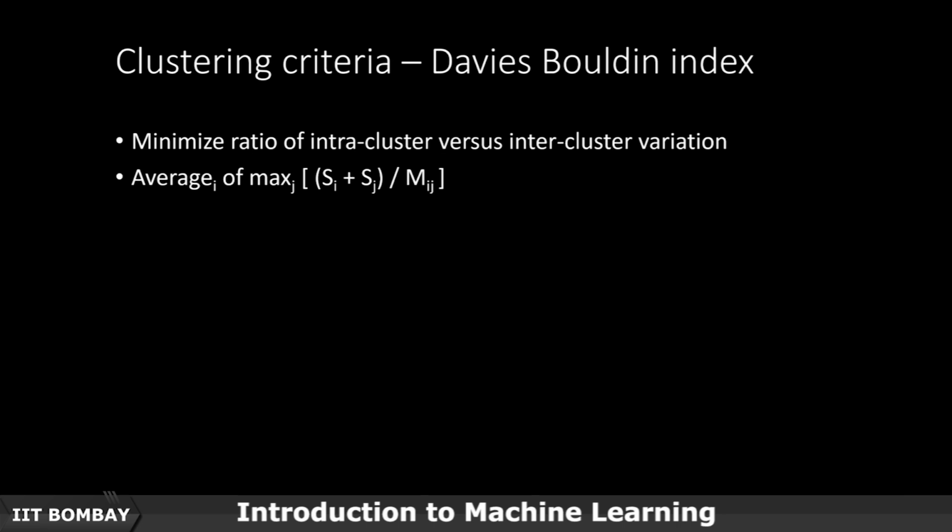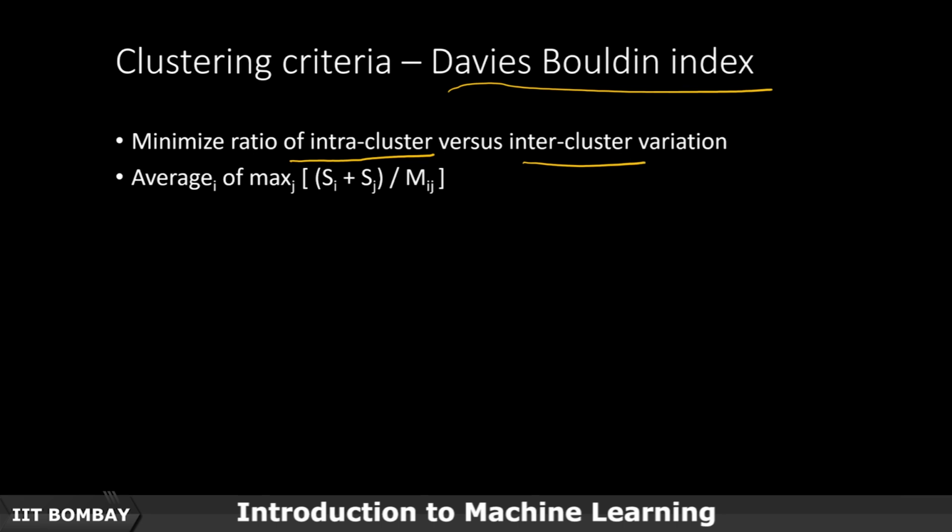mathematical index, a mathematically well defined index, which is the Davies-Bouldin index. So here we are looking at two things, right. Instead of having that elbow, we are going to convert that into a ratio so that we get a minimum. Okay. So basically what we are trying to minimize is the ratio of intra-cluster versus inter-cluster variation. Let us unpack this for a bit.